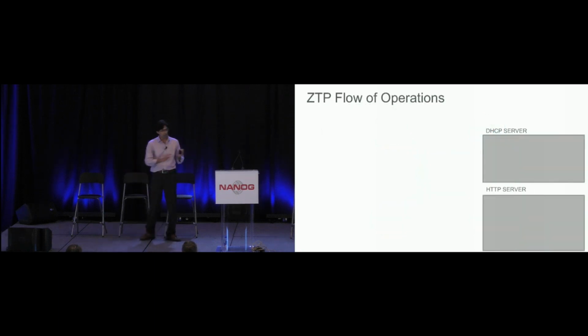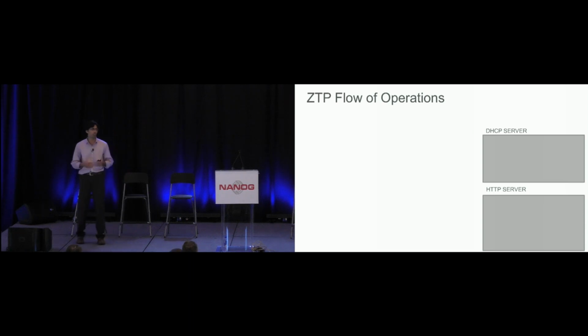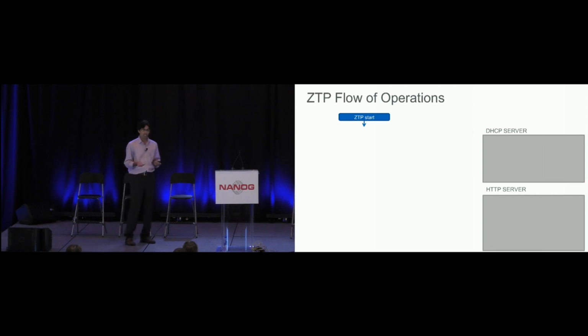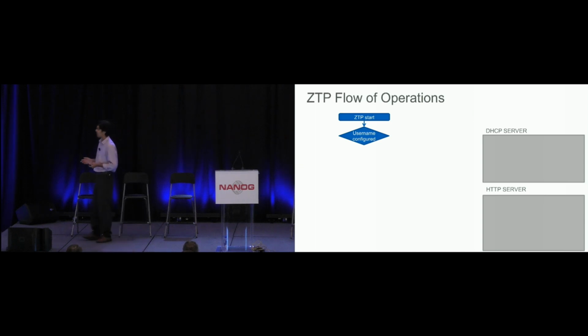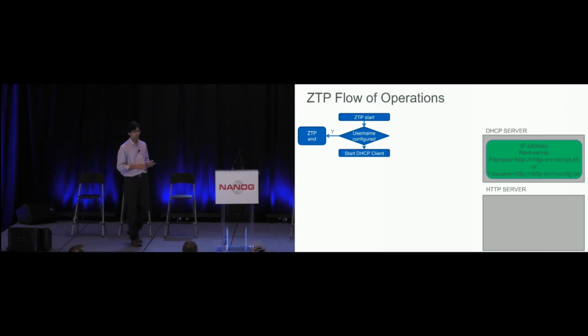So this is a typical flow of operations for ZTP. I think you can pick any vendor, and you will see it is more or less always the same. First, the device comes up and starts the ZTP process. It checks if the device is already configured. If the device is already configured, it will stop the process. If the device is not configured, then it will send a DHCP request to the DHCP server.